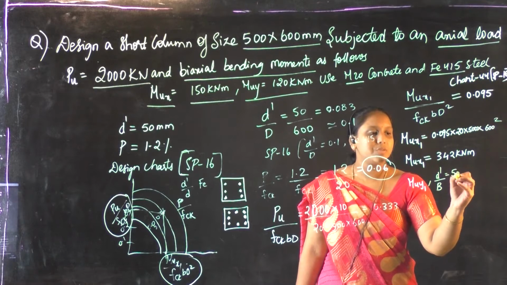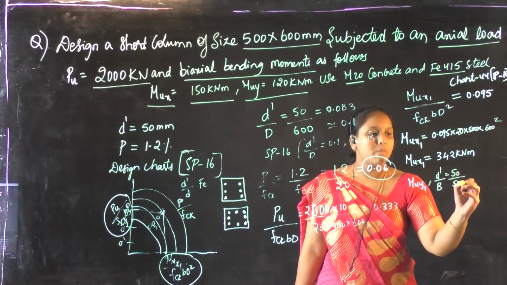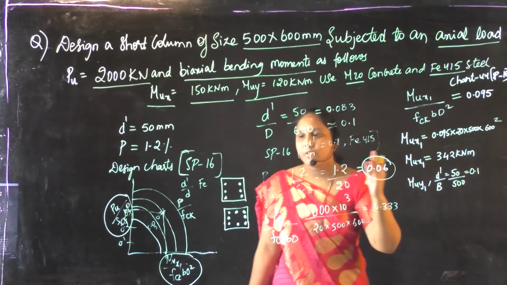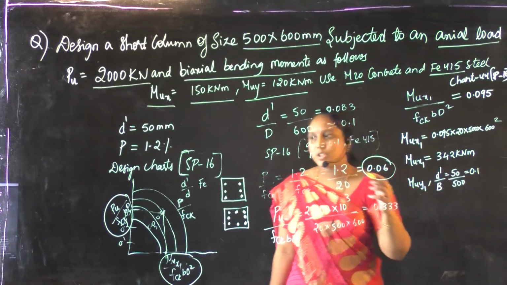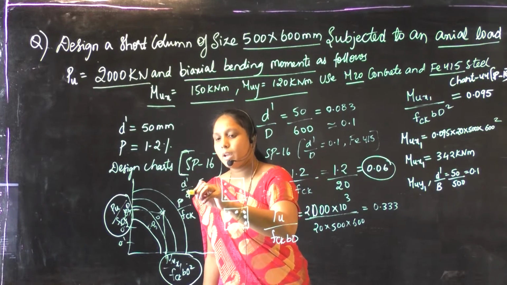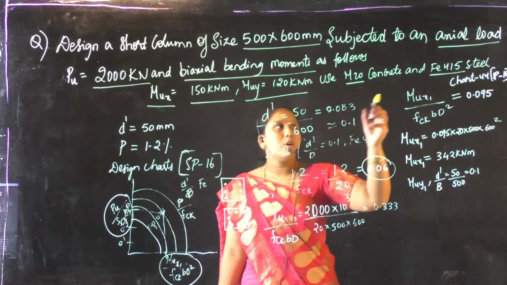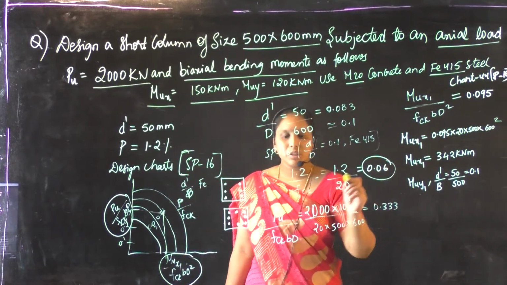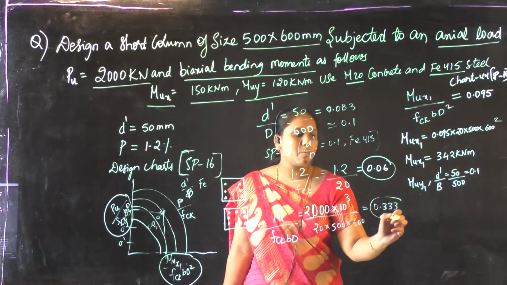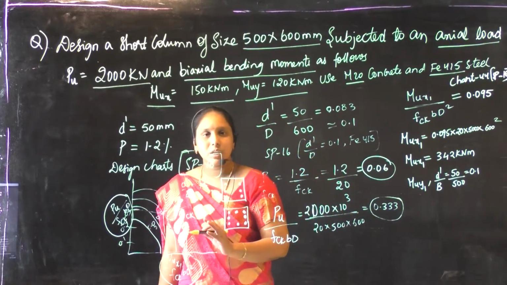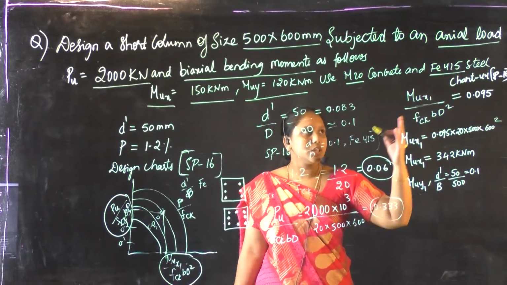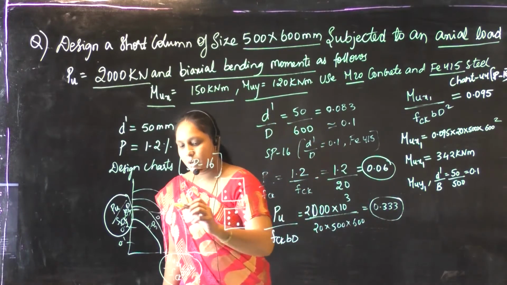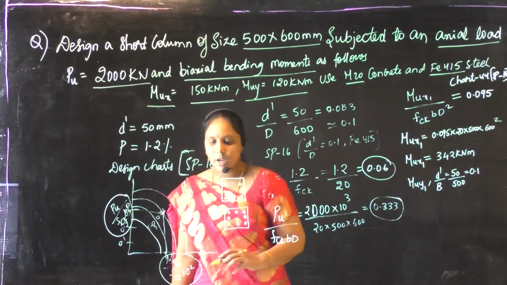So how much is D dash? It is 50 divided by B, which is how much? 500. So what will be the value? The value will be 0.1. So for the D dash by B value of 0.1, for the grade of steel which is Fe 415, and the P by FCK value of 0.06 and PU by FCK BD value of 0.33, what you have to do, you have to take the chart, and the chart will be the same chart which is chart 44 of SP 16. So from that chart, in the similar way we have to calculate the MUY1 by FCK BD square.